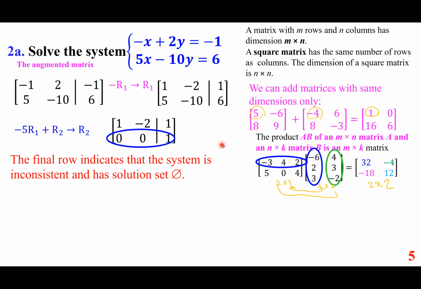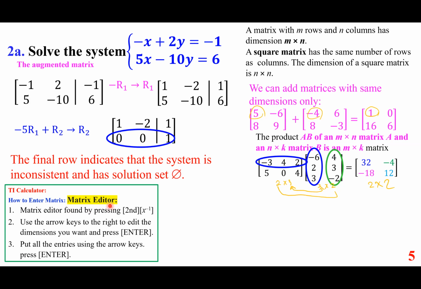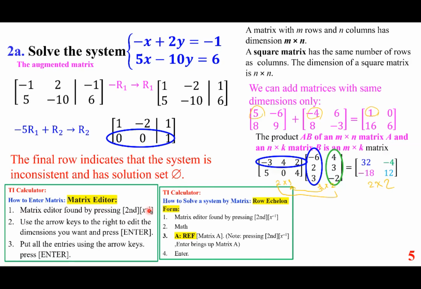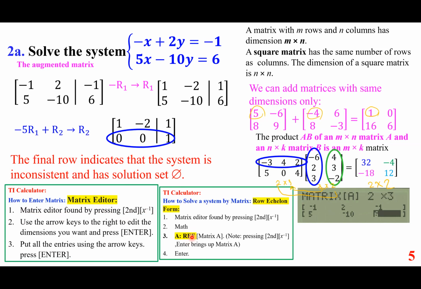Now, with matrices, I did this by hand. You can also do it with a technology, for example, TI calculator. So how to enter matrix? There's a matrix editor by pressing second and x to the power of -1, and you put in the matrix, and then you go with row echelon form by writing REF in front of it. So take a look at what happens. So you're going to enter matrix A as a 2 by 3 matrix. I hope you realize this is 2 by 3. And then you put in all those -1, 5, 2, -10, all those entries.